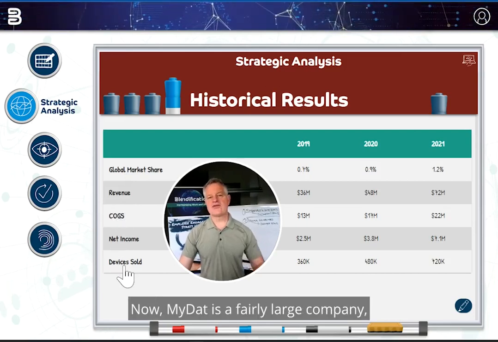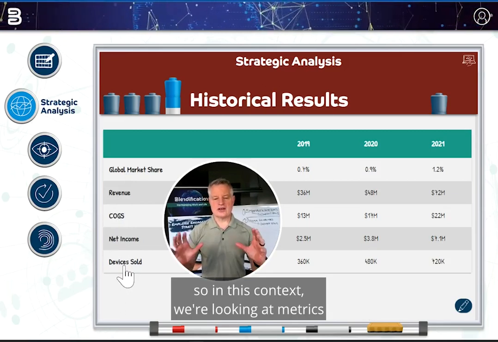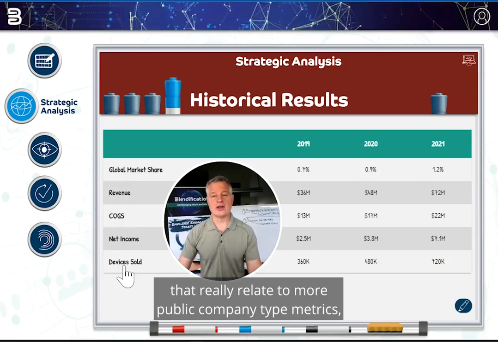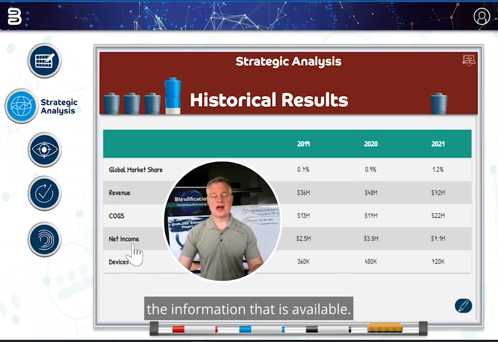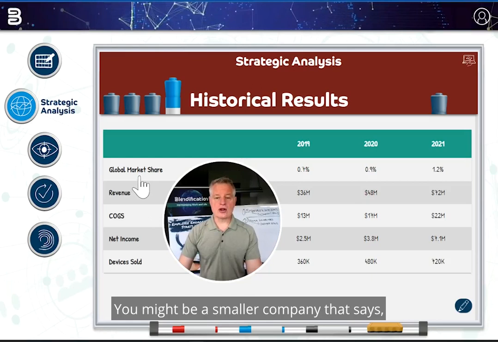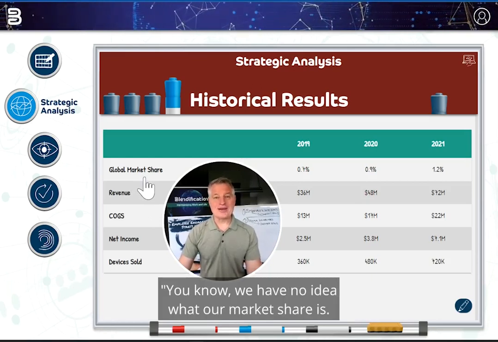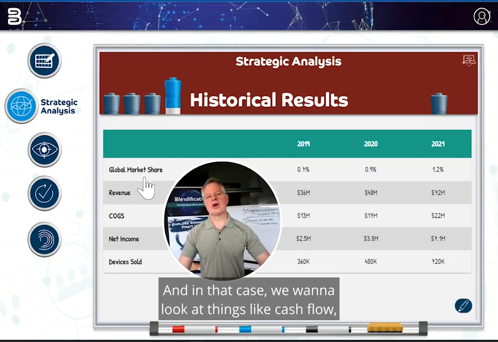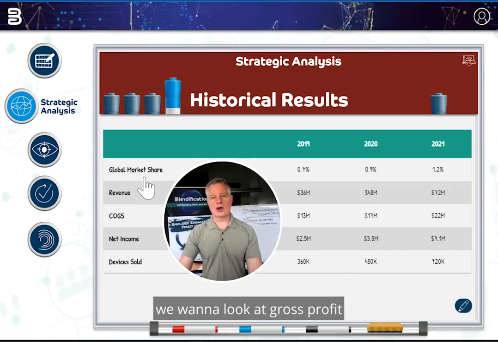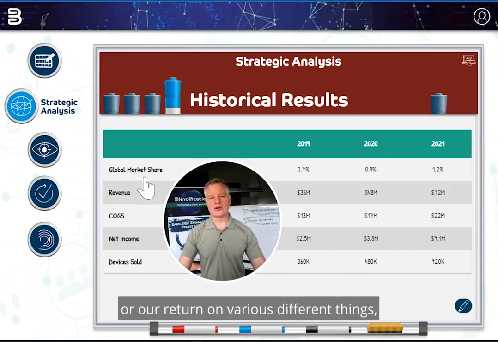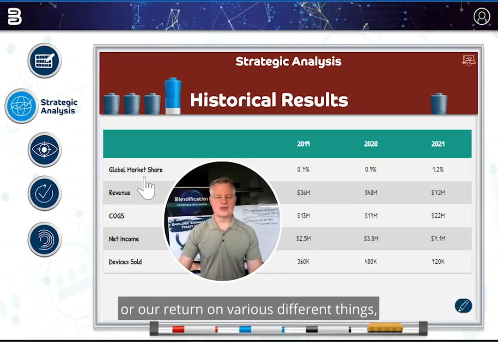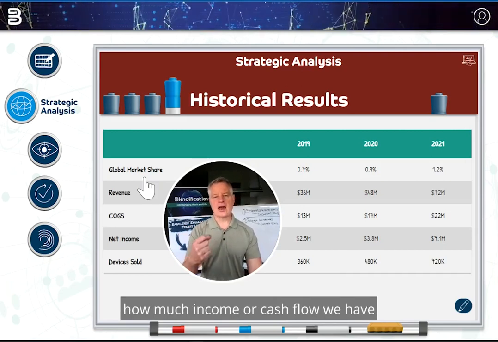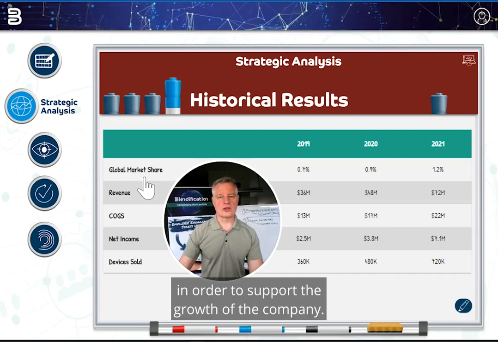Now, MyDat is a fairly large company. So in this context, we're looking at metrics that really relate to more public company type metrics, the information that is available. You might be a smaller company that says, we have no idea what our market share is. We're just really trying to make payroll on Friday. And in that case, we want to look at things like cash flow. We want to look at gross profit or our return on various different things, looking at various different margins that tell us how much income or cash flow we have in order to support the growth of the company.